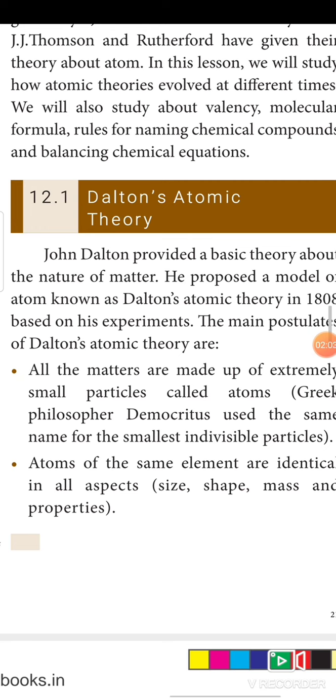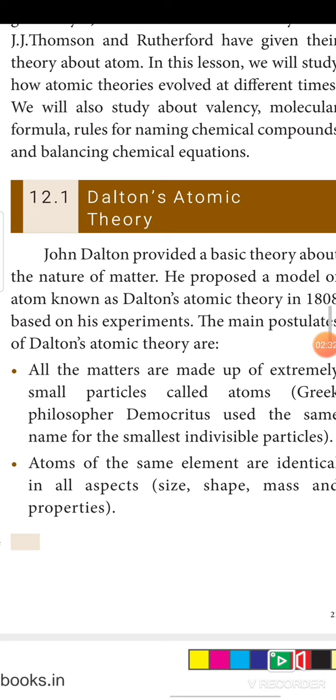John Dalton provides a basic theory about the nature of atom. He proposed a model of atom known as Dalton's atomic theory in 1808 based on his experiments. So let's see the postulates of Dalton's atomic theory. First one, all the matters are made up of extremely small particles called atoms. Greek philosopher Democritus used the same name for the smallest indivisible particles.